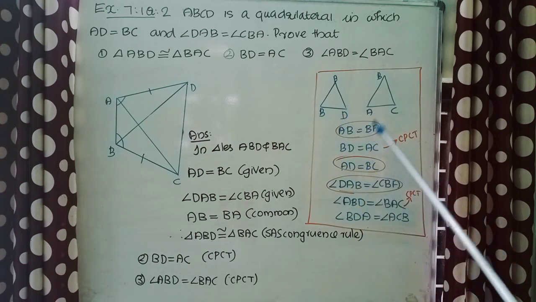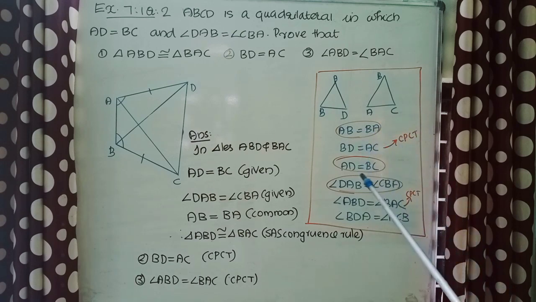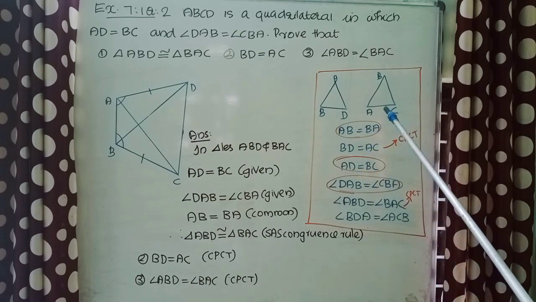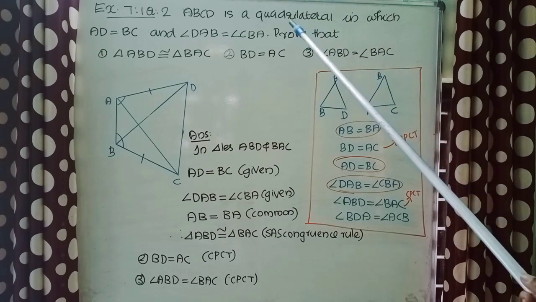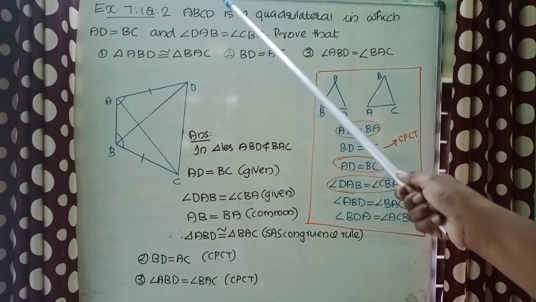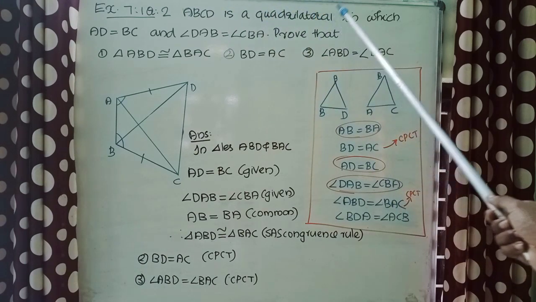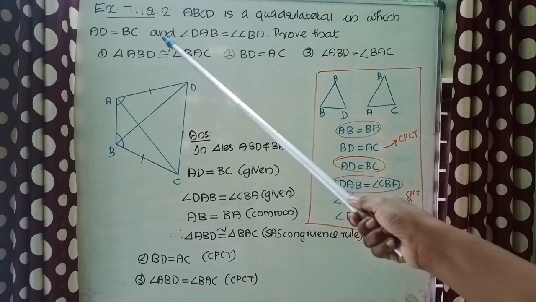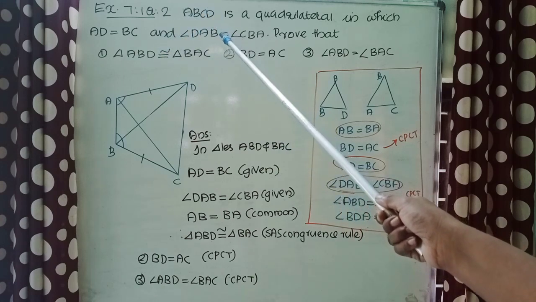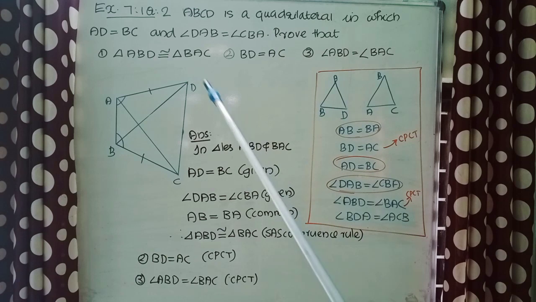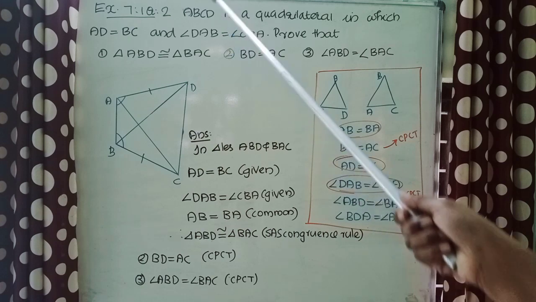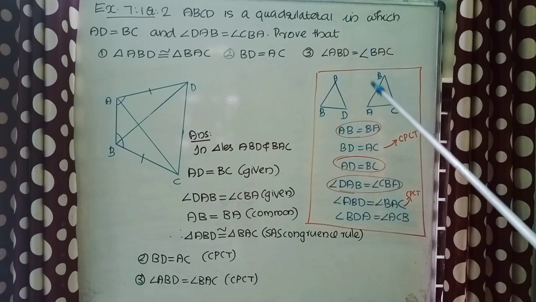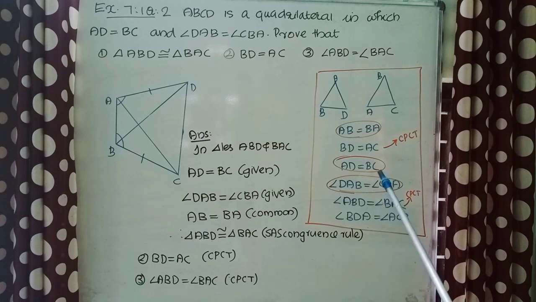Among these six corresponding parts, we need to find out three equal parts. So, while reading the question, we will get an idea which are the equal parts. Let us read the question. ABCD is a quadrilateral in which AD equal to BC and angle DAB equal to angle CBA. Two equal conditions are given in the question. Let us check whether these equal conditions are in our corresponding parts or not.